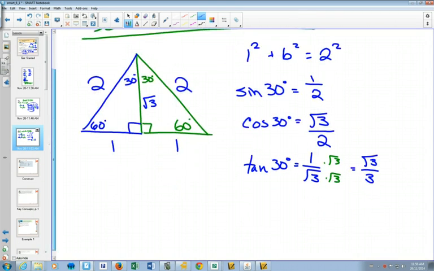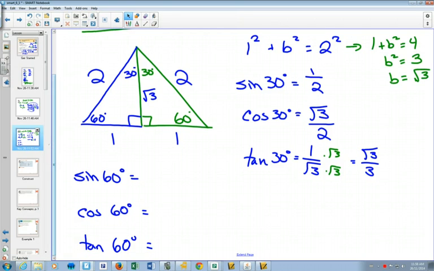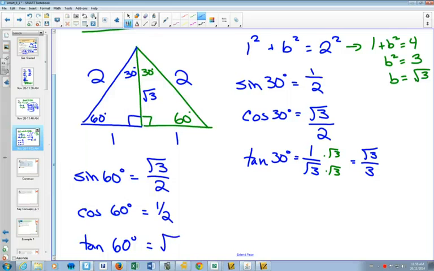I'm going to give you a head start, and you are going to figure out what sine of 60 degrees is, cos of 60 degrees, and tan of 60 degrees. Ready? No, not yet? Okay. Did you get √3 over 2 for sine 60? 1/2 for cos 60? And square root of 3 over 1, which you can write just as square root of 3, for tan of 60.